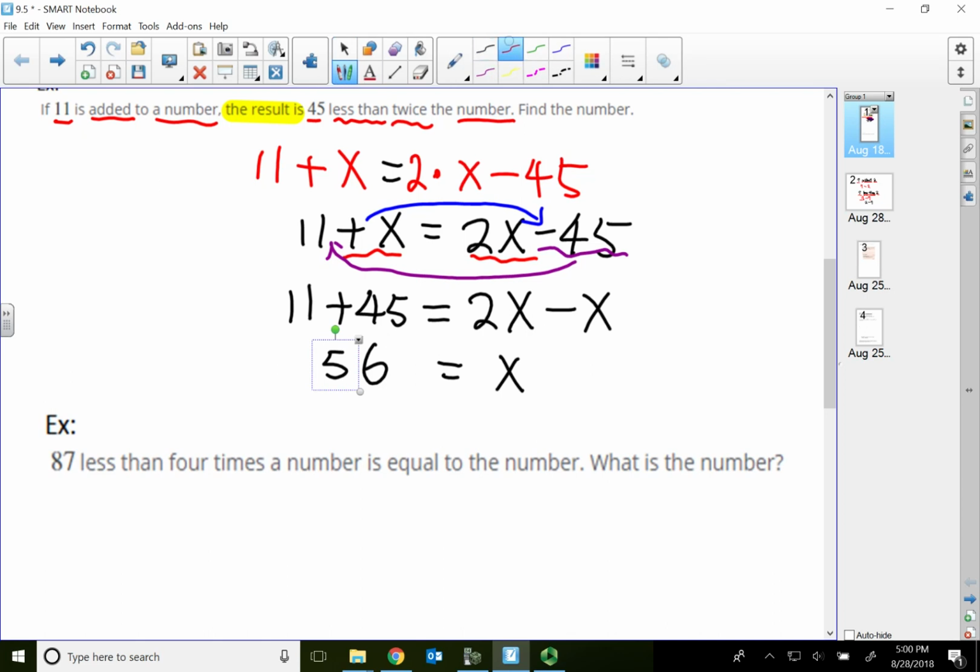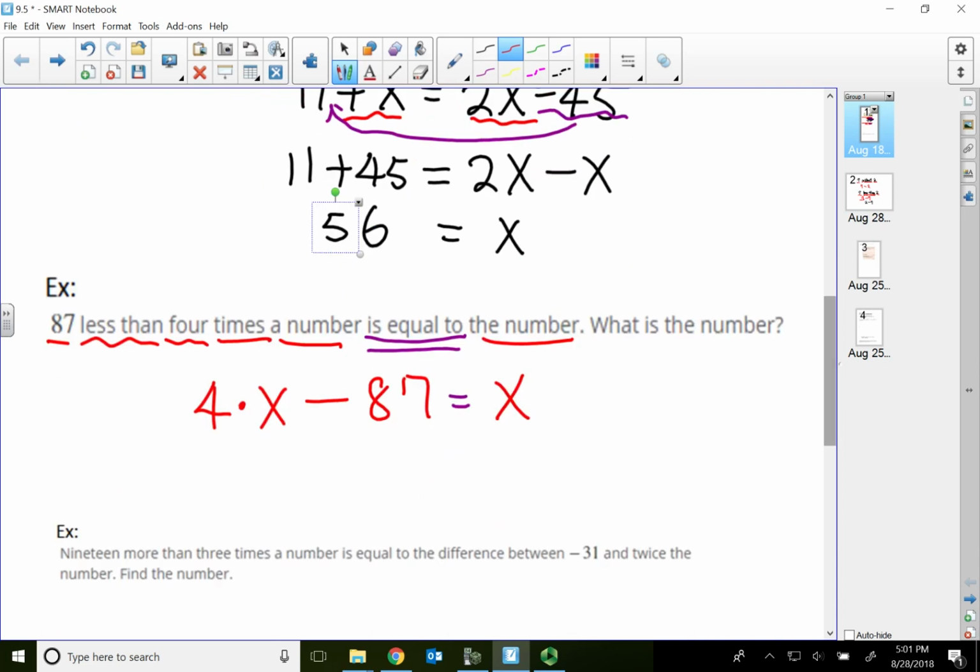All right, so let's translate. The first number I see is 87, so I write 87. Then I see less than, so I write a subtraction sign. Where? In front of what I just wrote. Got to go backwards, so we're going back to the left side. The next word I see is 4, so I write 4. Whereas in front of the subtraction sign I just wrote. 4 times a number, I write x, is equal to, so that established the equal sign. Equal to who? The number, which I already called x. So this phrase or sentence is translated into 4x minus 87 equals x.